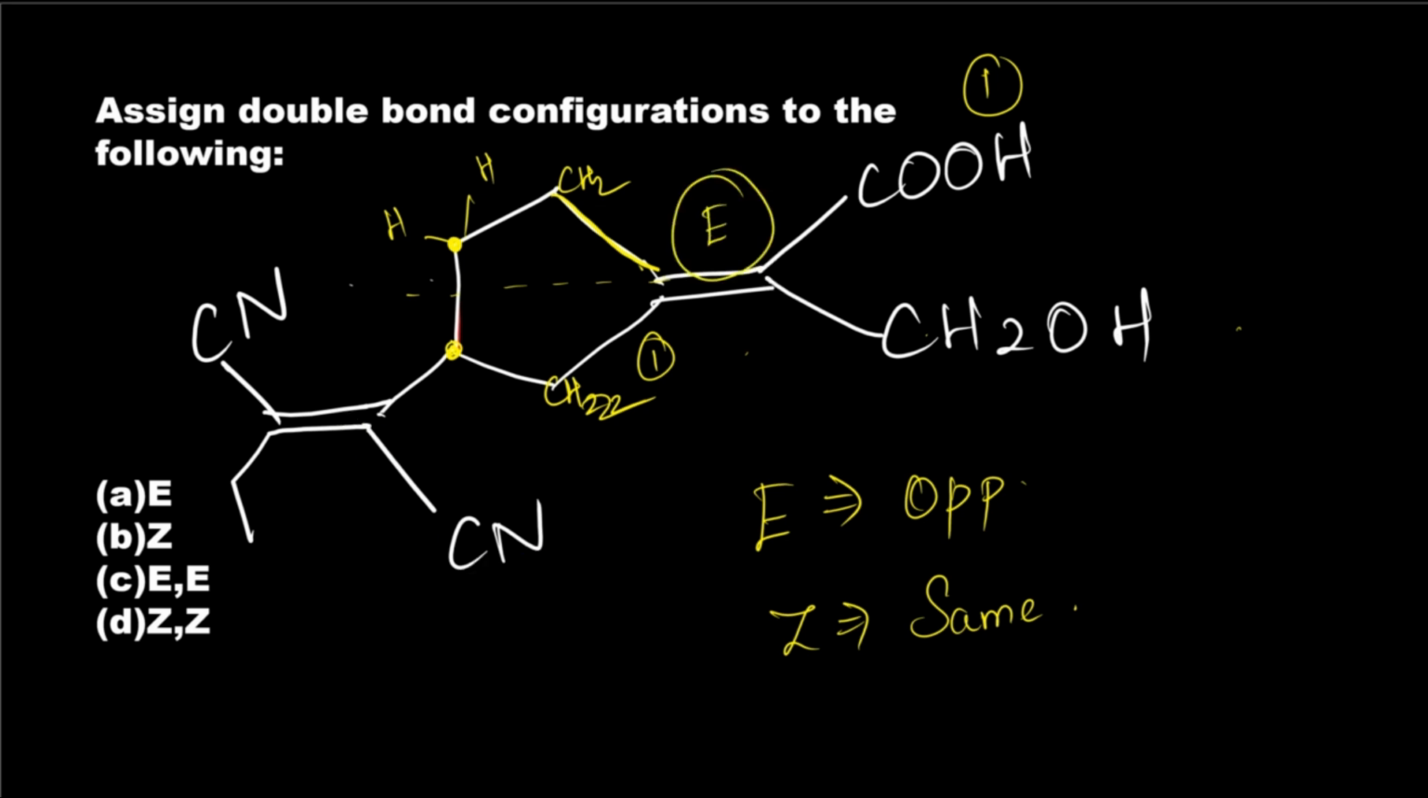Then talking about this double bond, let me take a different color. Talking about this double bond, C and CN are on the opposite side. You need not find which is the high priority group. Of course this is high priority. Why am I saying this? Because these are attached with carbon and hydrogen. Here I am having carbon with 3 nitrogens, because C triple bond N, so 3 nitrogens I have to consider.